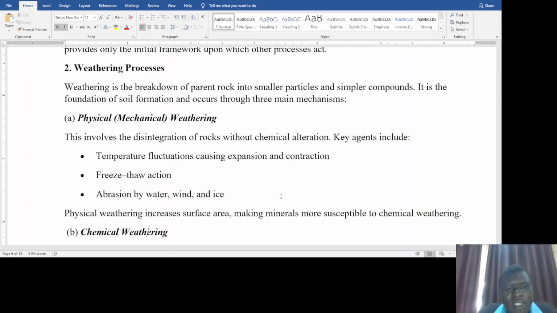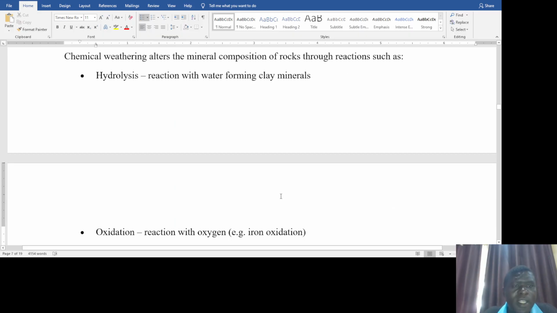The physical weathering per se increases the surface area, making the minerals and rocks more susceptible to other types of weathering processes, especially chemical weathering. Then now chemical weathering, as the word suggests, it involves chemicals which alter the mineral compositions of rocks, and this takes place via a number of reactions.